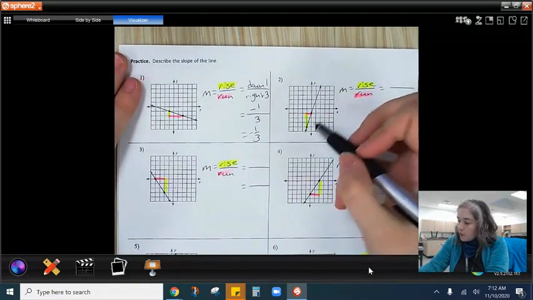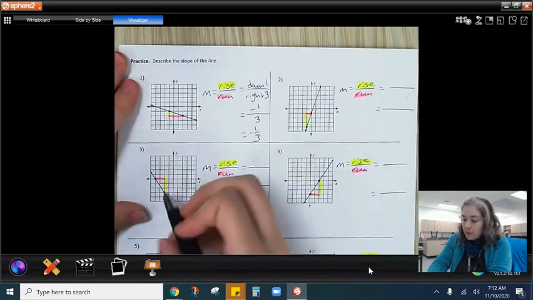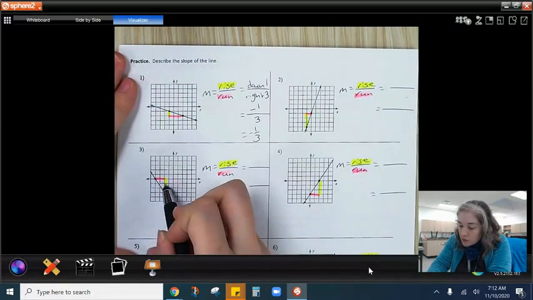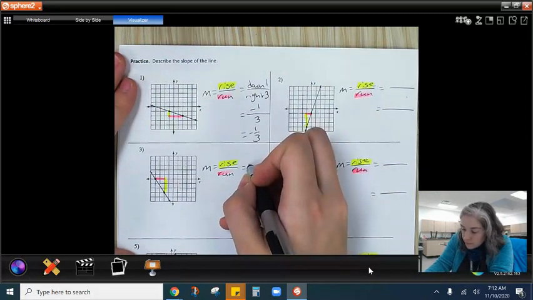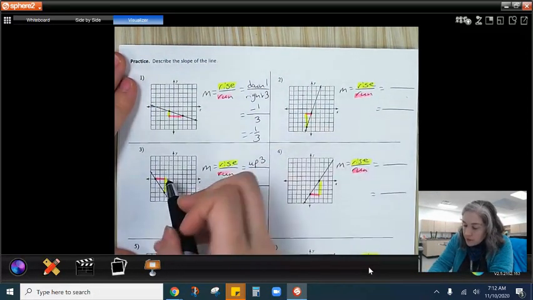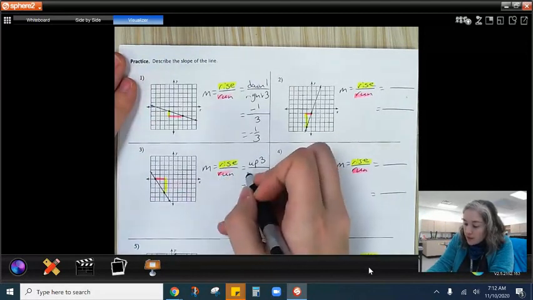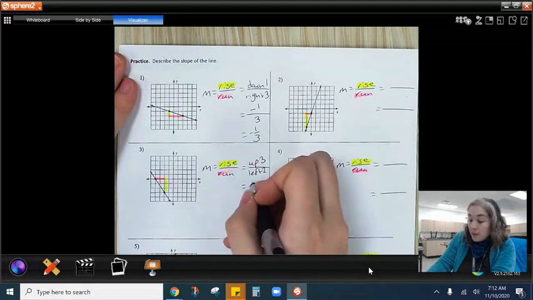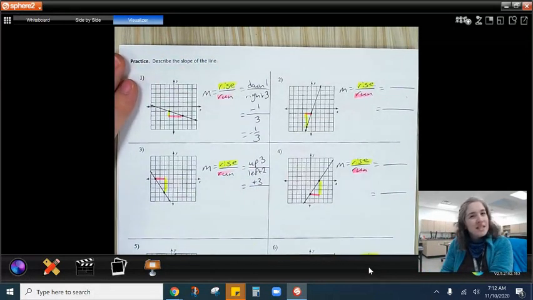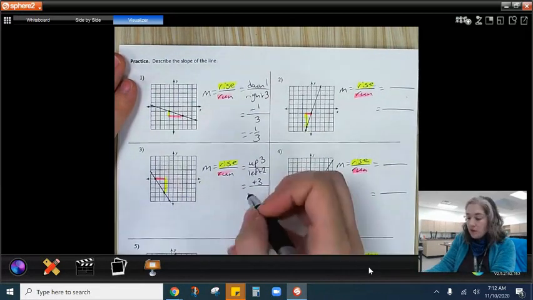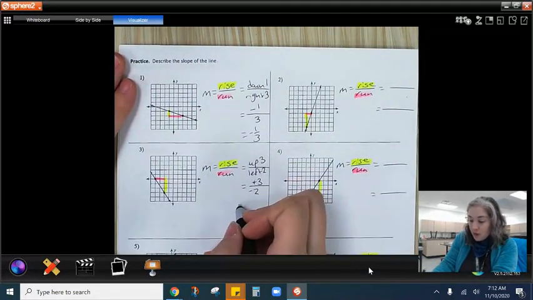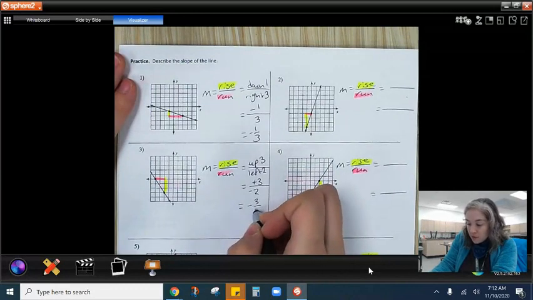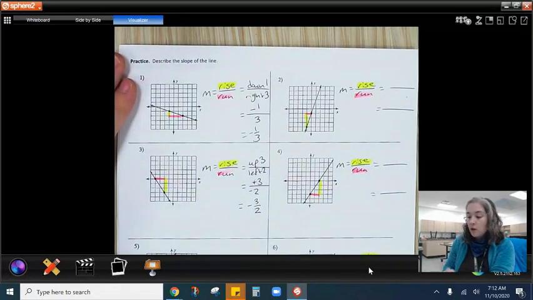Let's take a look at our second one here. We are rising by 1, 2, 3. So up 3, and then we are moving left 2. Okay, up 3 I know is going to be a +3, but left, we haven't seen left yet. When you move left, you're actually moving in the negative x direction. So this is going to be a -2. So when I rewrite this, it's going to be -3/2. All right, that's the slope for this equation: -3/2.